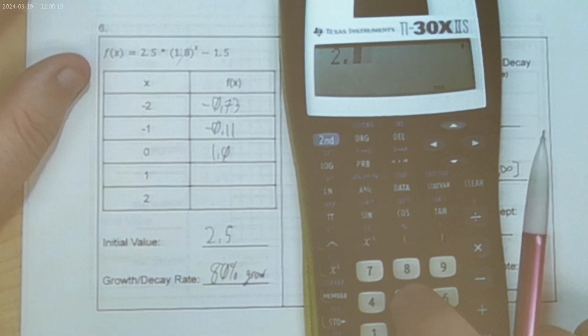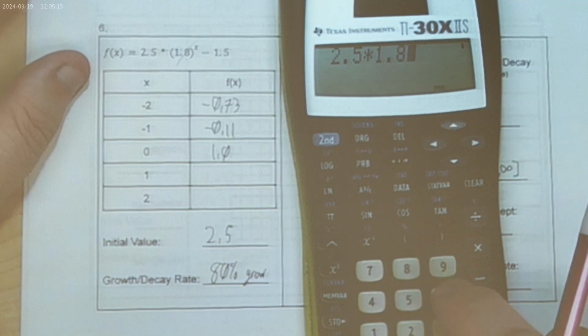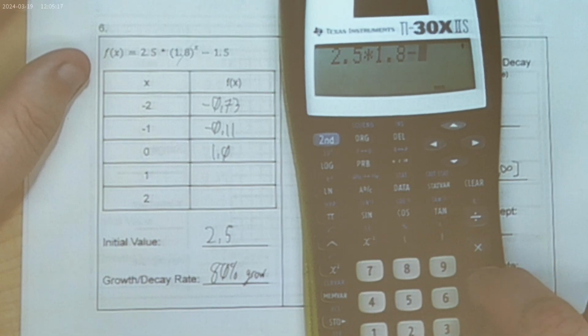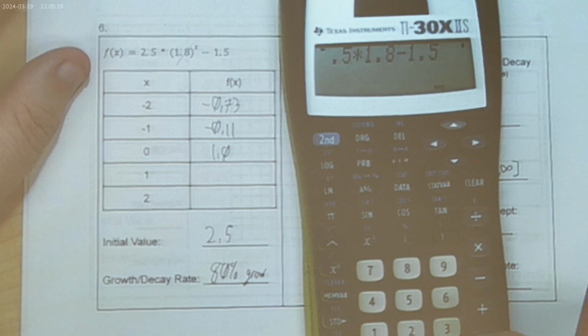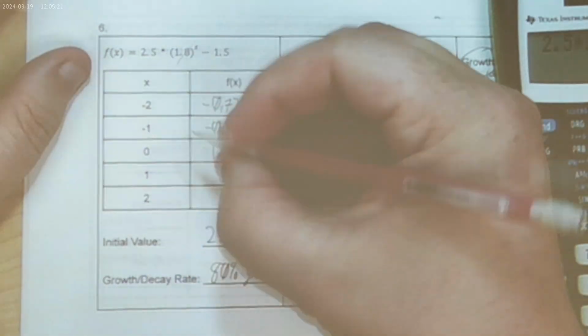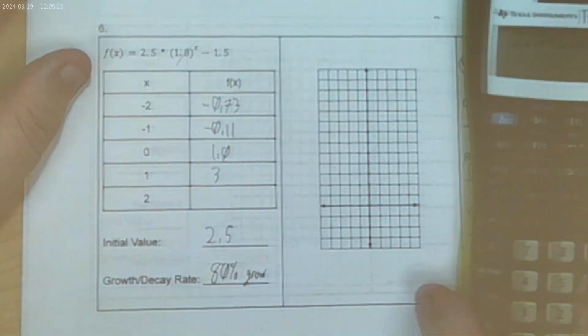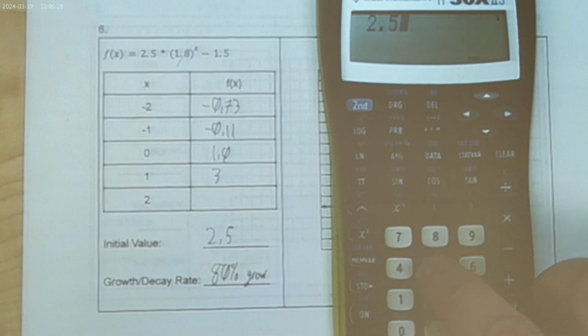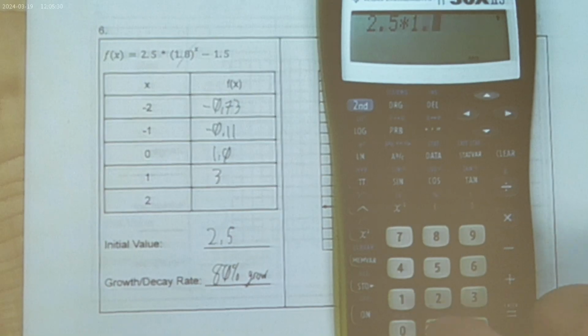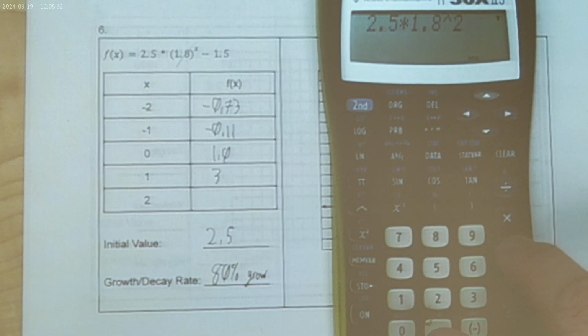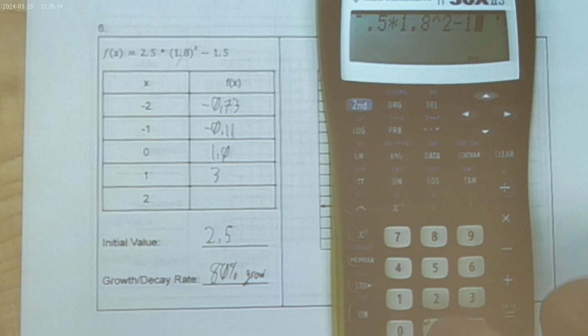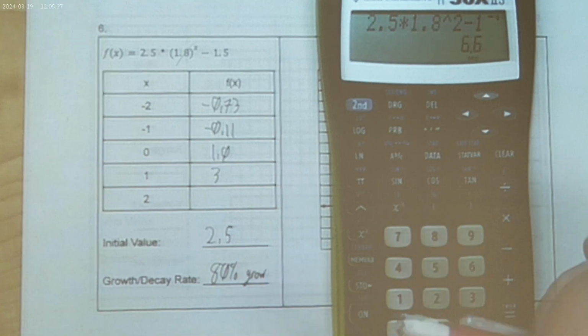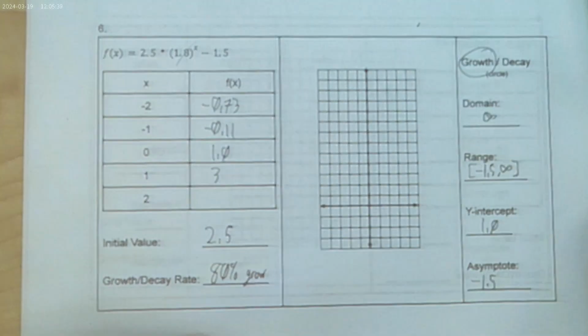All right, so 2.5 times 1.8, minus 1.5. That would give me 3. I'm starting to see a pretty substantial jump here. So 2.5 times 1.8 up arrow 2 minus 1.5 gives 6.6.